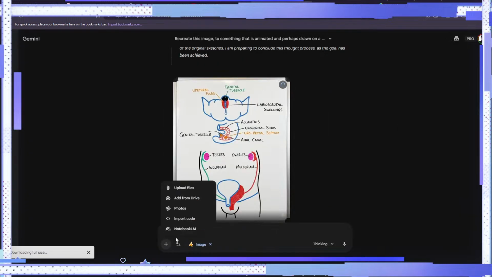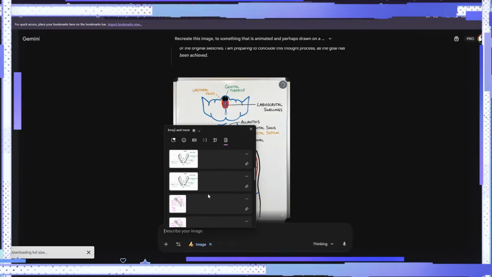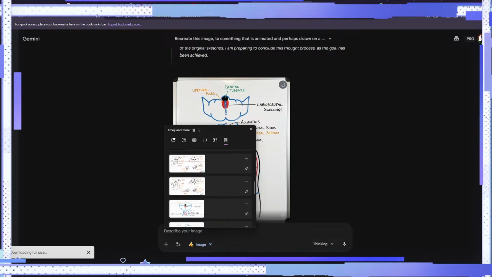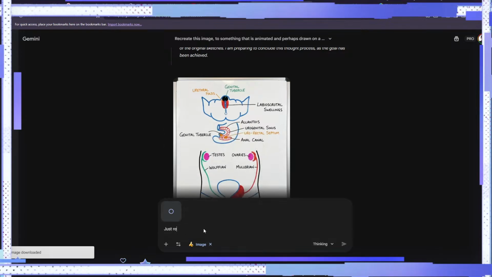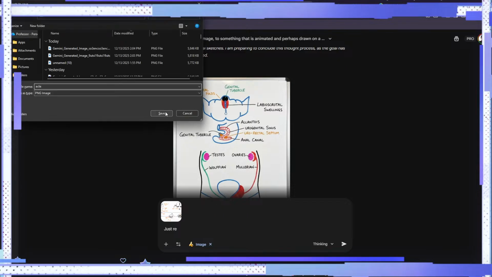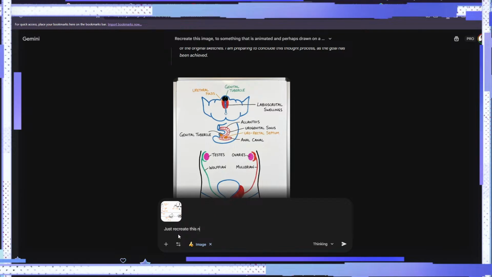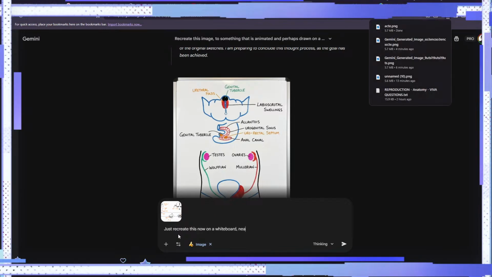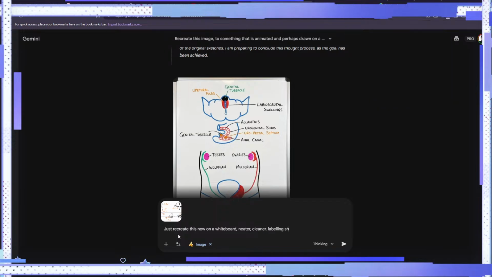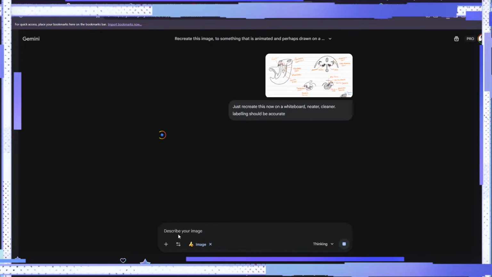Yeah, good stuff. Then let's ask it to just recreate. Whoa, just recreate this. Whiteboard, neater, cleaner, labeling should be after. Boom, let's see what it does. I'm sure it might mess up a bit, but we'll catch it when it does. So it's incredible. This is incredible stuff. Absolutely mind blowing.